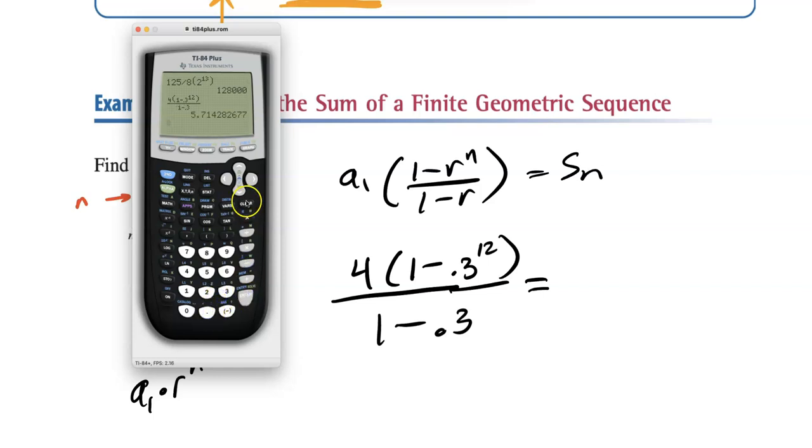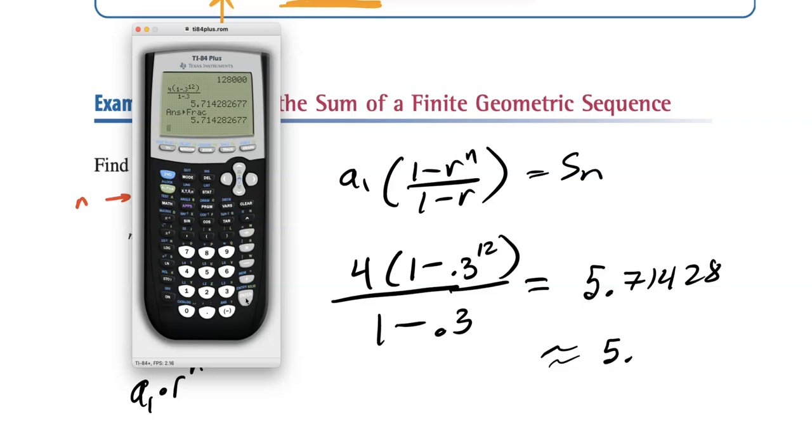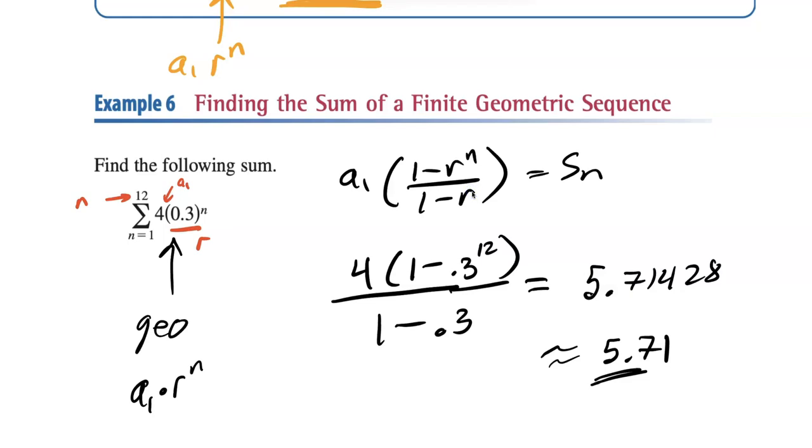We get 5.7914. If we don't want fractions, then we go back to math and go fraction. Let's just say if we don't want decimals, we go back there. This is an irrational number, so we're going to keep the decimal, 5.714286. We'll round it to 5.71. Okay, so that's how you find the sum of a geometric sequence.